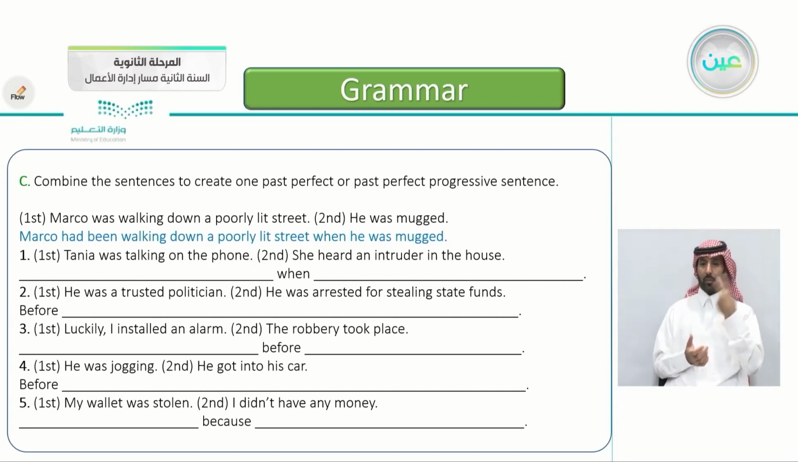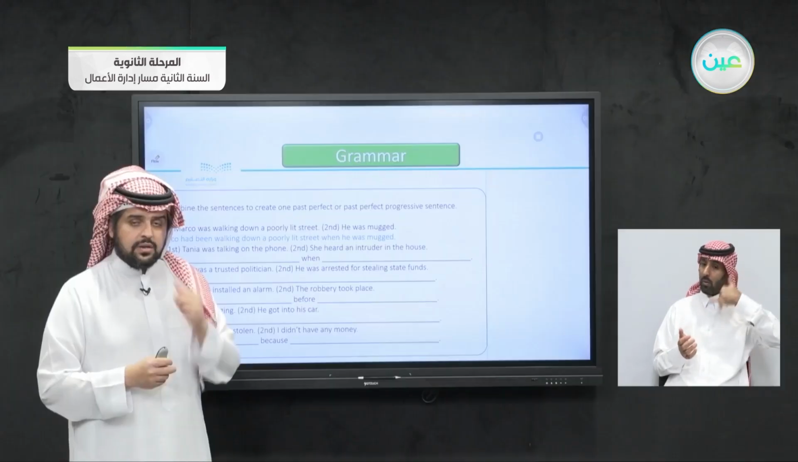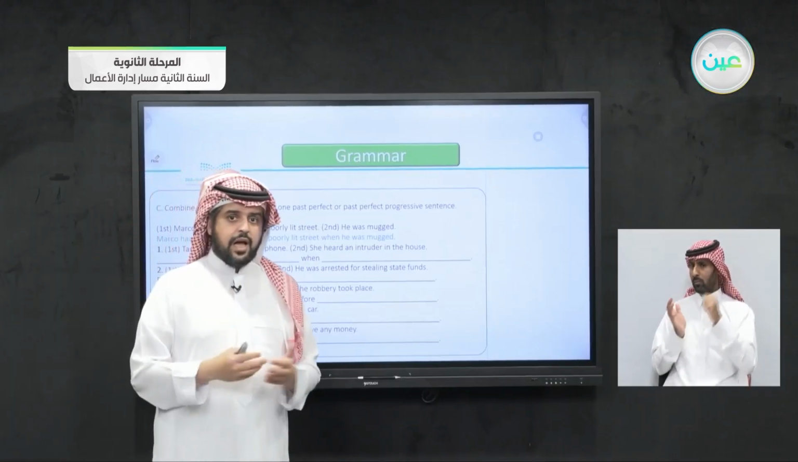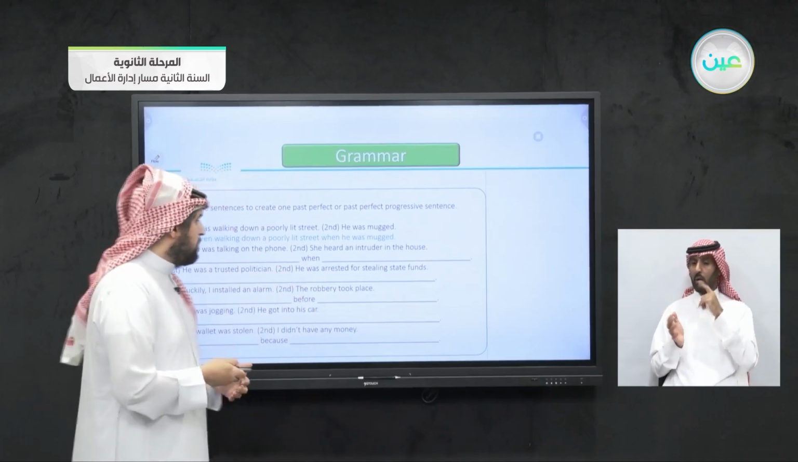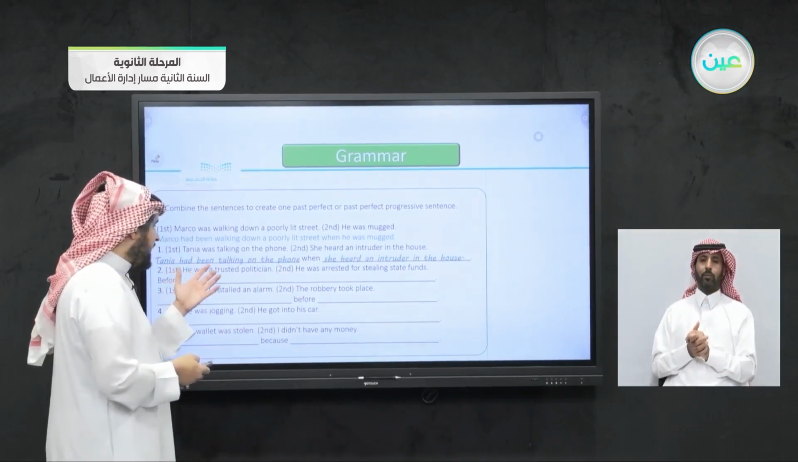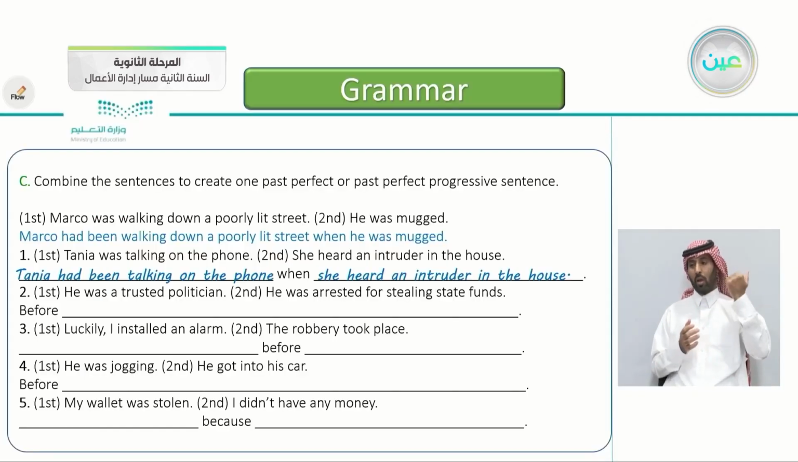Number one, the first event, Tanya was talking on the phone. The second event, she heard an intruder in the house. She was talking on the phone and then she heard. How do we say it? Very good. Tanya had been talking on the phone when she heard an intruder in the house.